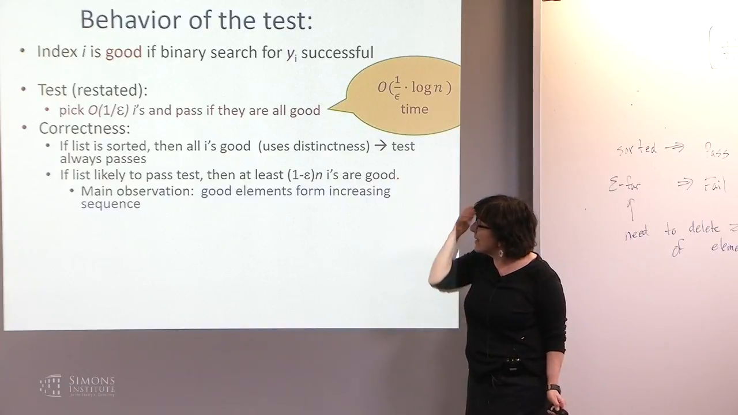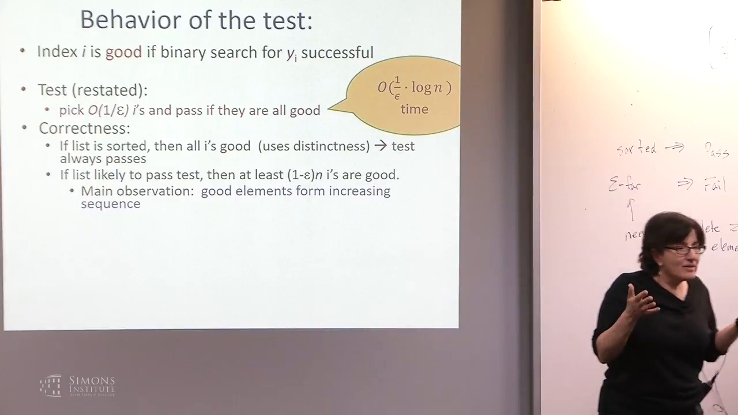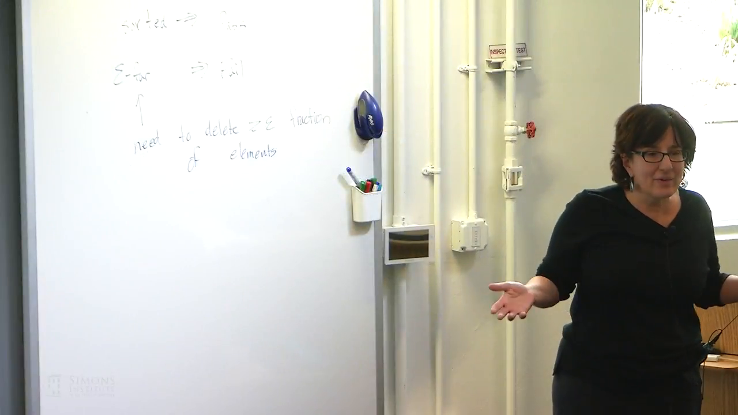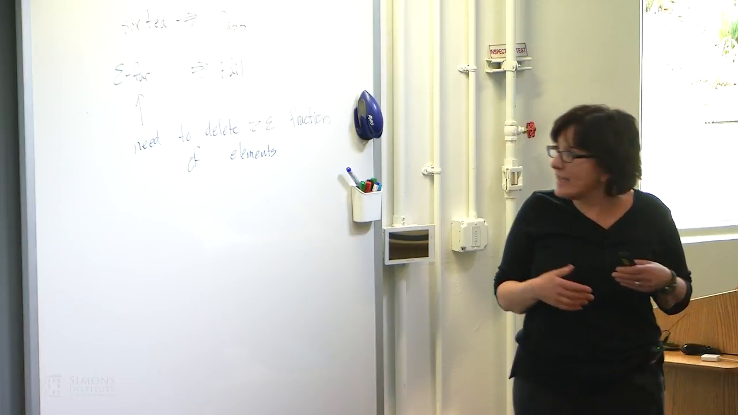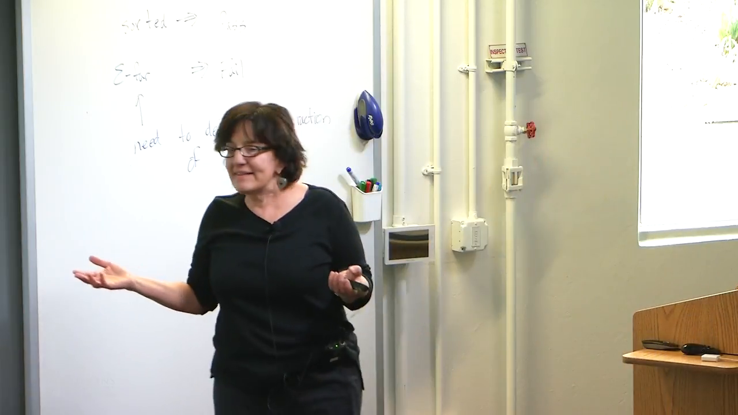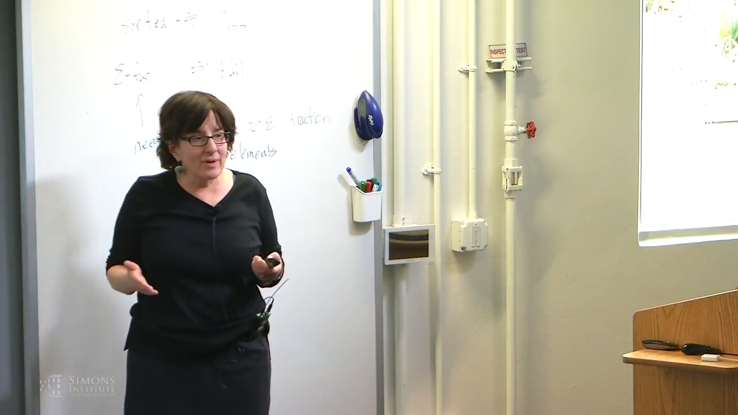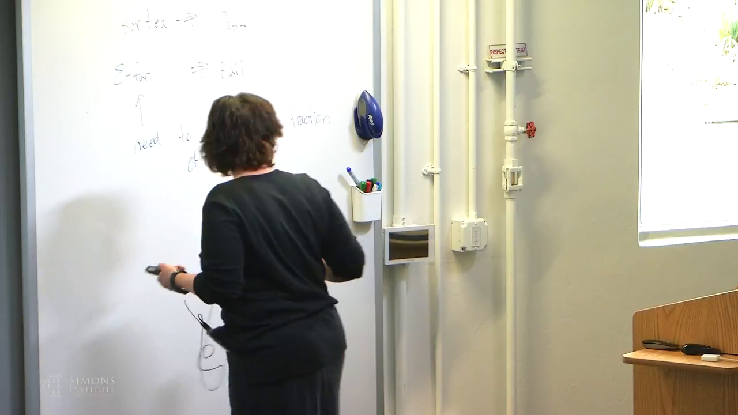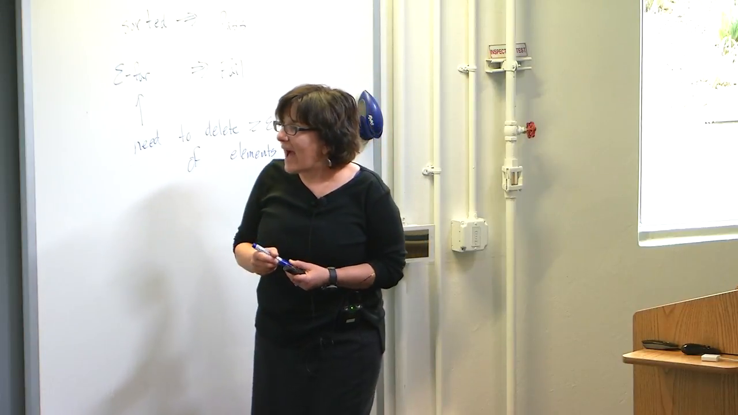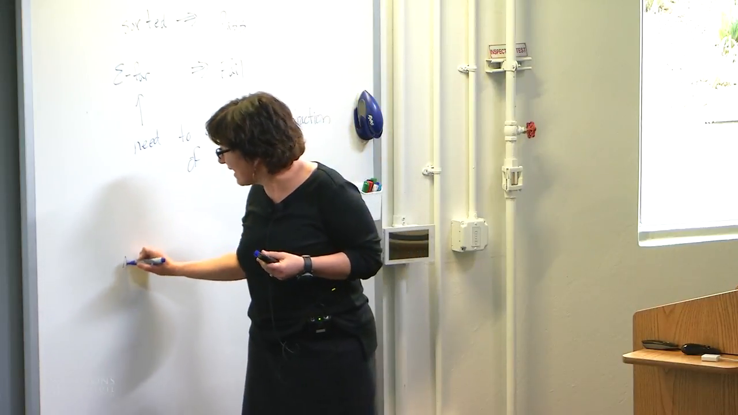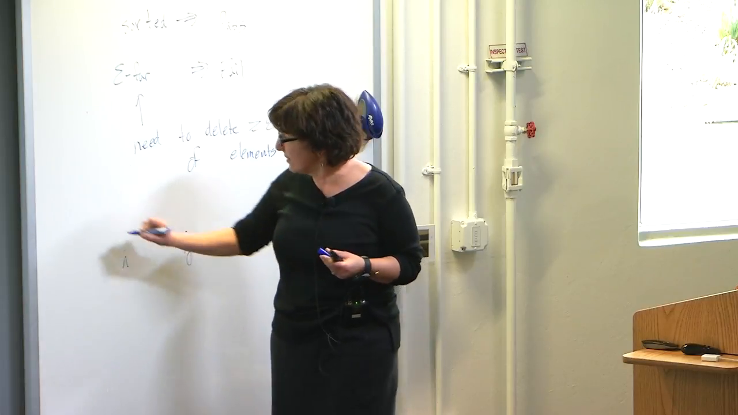Now, the main observation is that if I look at all these good elements, they have to be in the right order. So a 1 minus epsilon fraction of the elements are good. What I want to show you is that any set of good elements must be in the right order. And why is that? Let's take a pair i less than j. Let's say i is good and j is good.